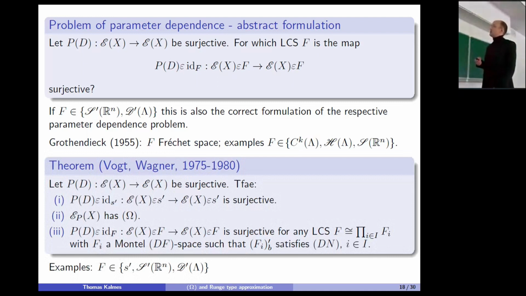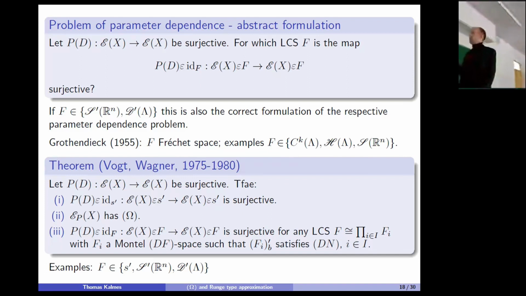Investigating this parameter dependence problem for dual spaces of Fréchet spaces, Vogt and Wagner introduced this condition omega. And they showed the following: given a surjective partial differential operator on the smooth functions, its epsilon product with the identity on the dual space of the rapidly decreasing sequences is surjective if and only if the kernel of the partial differential operator has omega. So we have a positive answer to the parameter dependence problem where the second space is S prime.